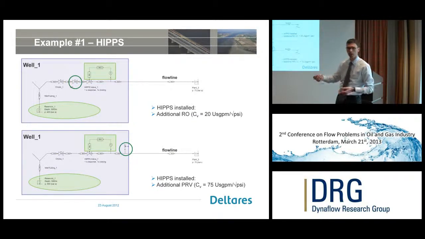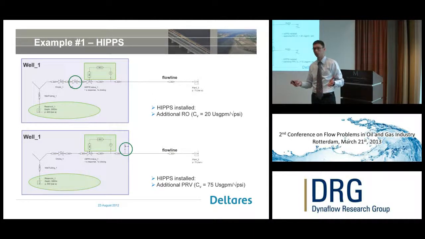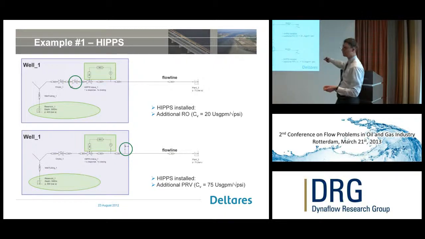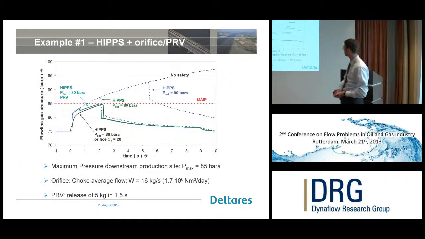I did some fine-tuning already, and I found that for the additional RO you need a CV of 20, which is good, because for normal operation we have a maximum CV of 5, so this is larger, and that means that during normal operation this restricting orifice probably will not have a significant effect. And for the PRV we take a CV of 75, which just makes sure that the pressure does not increase.